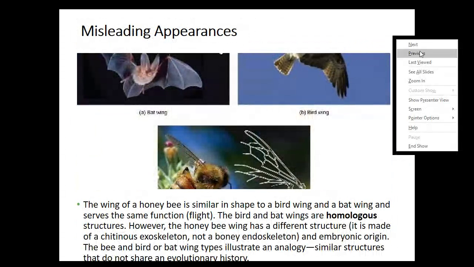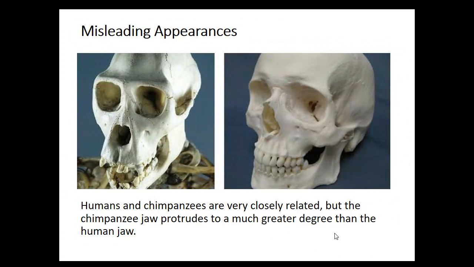Skipped over this. The humans and chimpanzees are very closely related, but the chimpanzee jaw protrudes to a much greater degree than the human jaw. So the human head and a chimpanzee head look pretty different because of the shape of the lower jaw. On a chimpanzee, it sticks out much more, in a human less, even though they're very closely related.